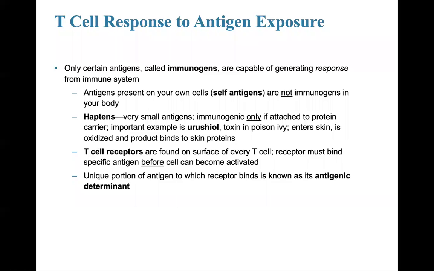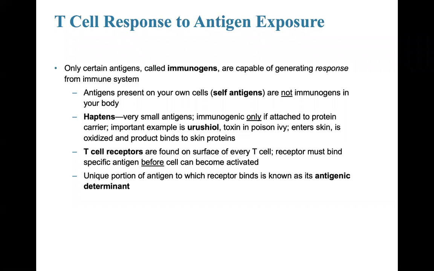Only certain antigens are called immunogens. These are capable of generating a response from the immune system. Antigens present on your own cells are referred to as self-antigens. And these self-antigens are not immunogens in your body. They can't be. Haptens, on the other hand, are very small antigens. They're immunogenic only if attached to protein carriers. And an important example is urushiol, which is a toxin in poison ivy. This enters the skin, is oxidized, and the product binds to skin proteins.